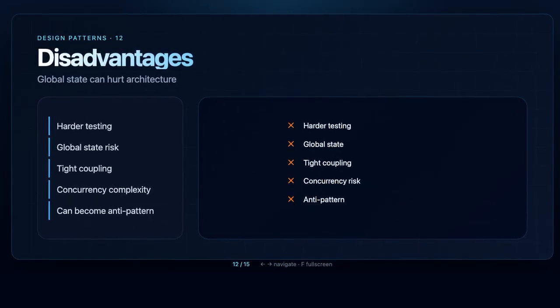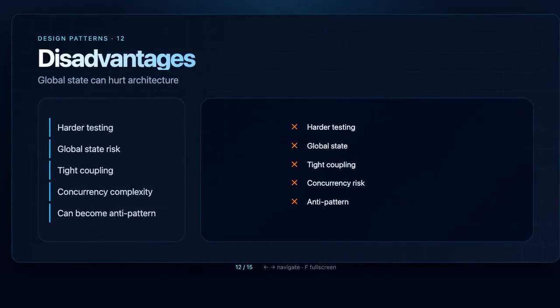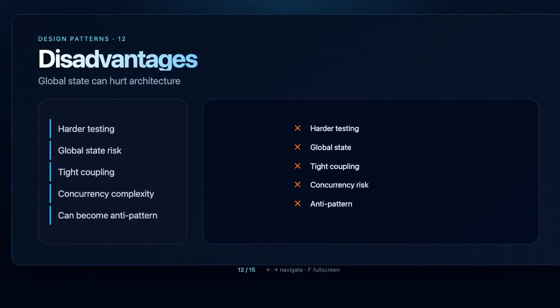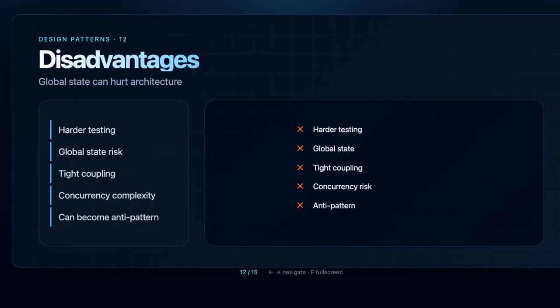Singleton also has disadvantages. It can make testing harder because global state is difficult to isolate. It can create tight coupling because many parts of the system depend on one global object. It can also introduce concurrency complexity. Overused, Singleton can become an anti-pattern. The disadvantages are why many teams are cautious with this pattern. Hidden global state can make tests order-dependent, and order-dependent tests are a common source of flaky CI pipelines.